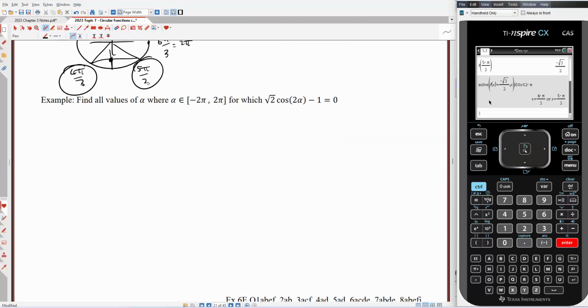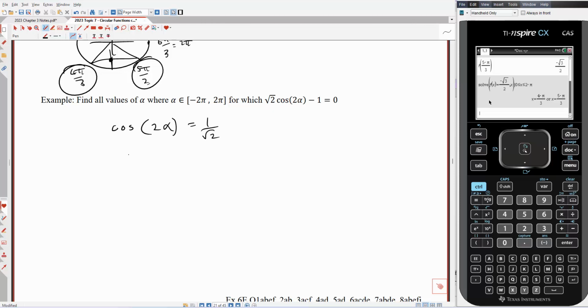Find all the values of alpha where this equation equals 0, and we've got a domain of negative 2 pi to 2 pi. Okay, so the way we're going to do this is we're going to rewrite this equation here. So we're going to go cosine 2 alpha equals 1 on root 2. So I've transposed it, added 1, and divided by root 2.